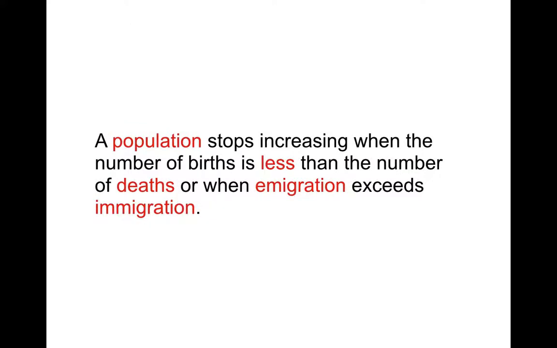Now, a population stops increasing when the number of births is less than the number of deaths, or when emigration exceeds immigration. Now again, emigration is with an E, so that's people or a population exiting a given area. Immigration, I with an N, meaning people or organisms are moving into a given area. So population will decrease when emigration with an E is high, and population will increase when immigration with an I is bigger than emigration.